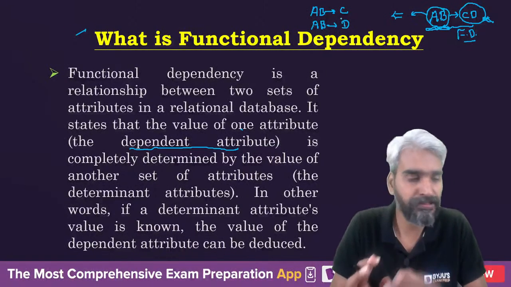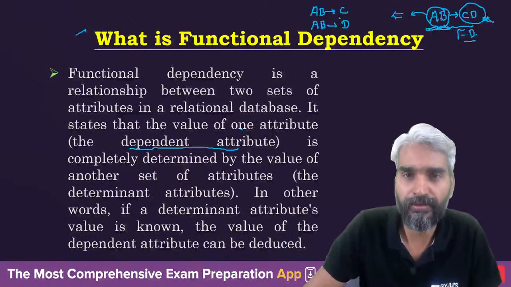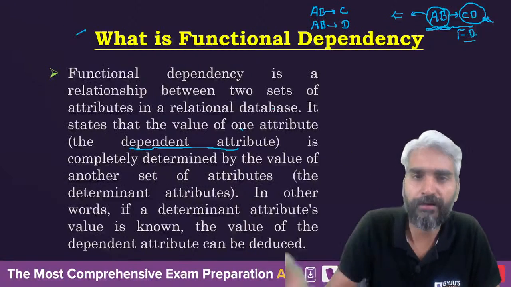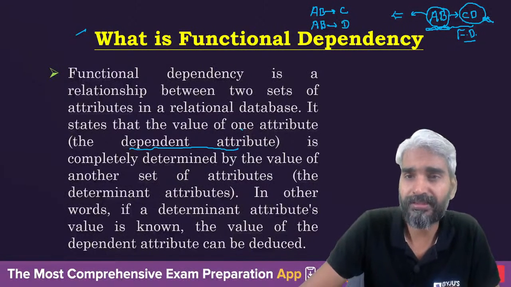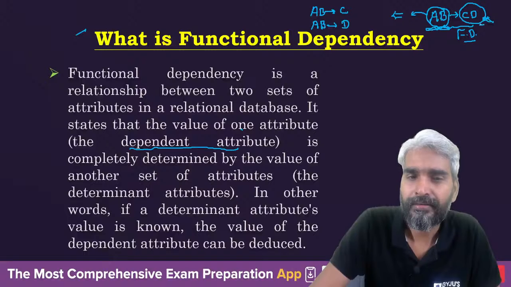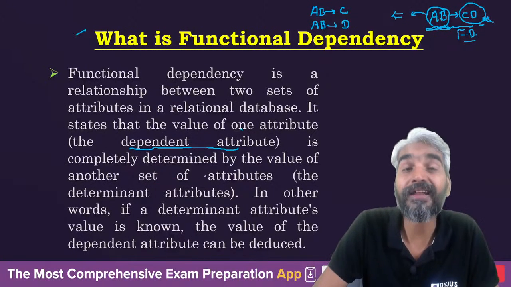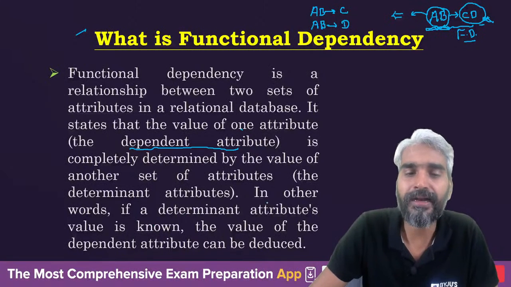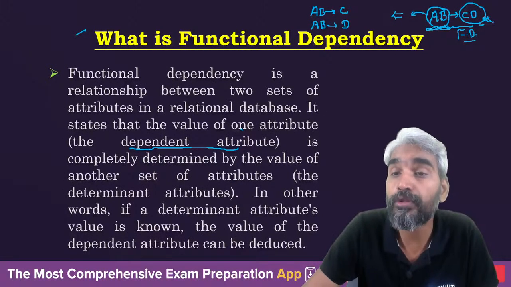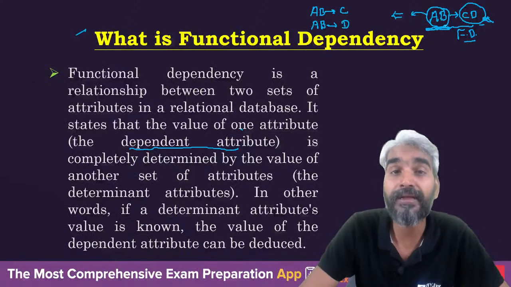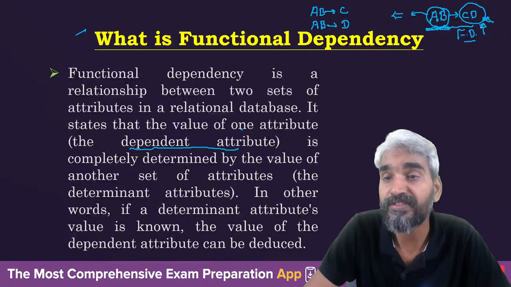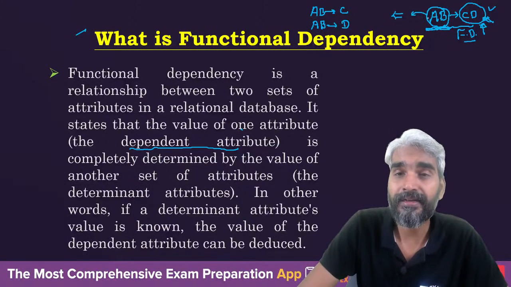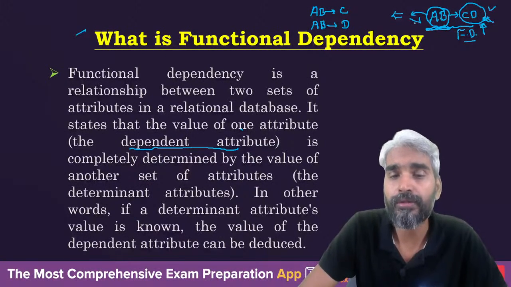We can further split it, which we will understand in the splitting rule when we discuss it in today's session itself. It is just the beginning. I'm just trying to give you the intuition of functional dependency. The dependent is completely determined by the value of another set of attributes. In other words, if a determinant attribute's value is known, so if you know the value of attributes A and B, then you can provide the values of C and D. This CD can be determined if you already know the value of AB.